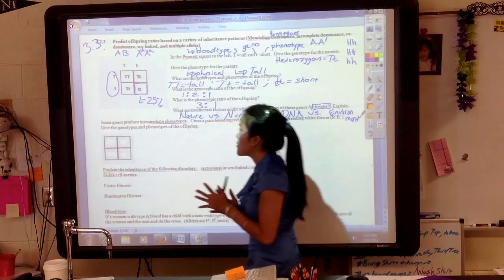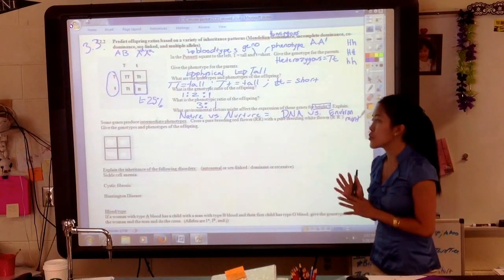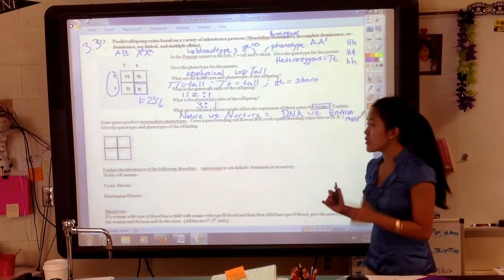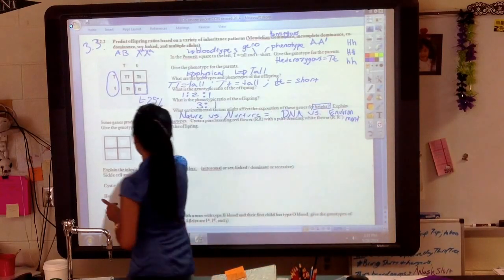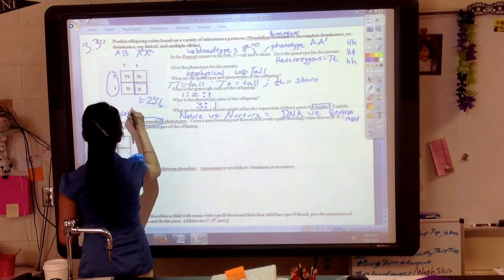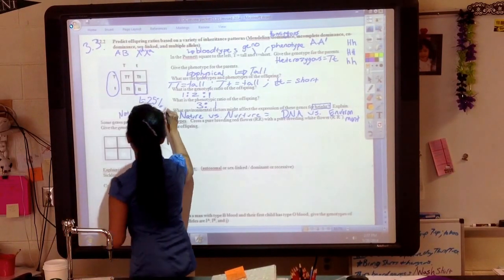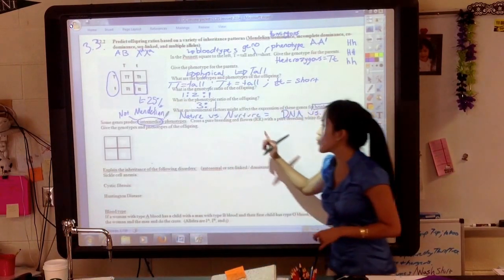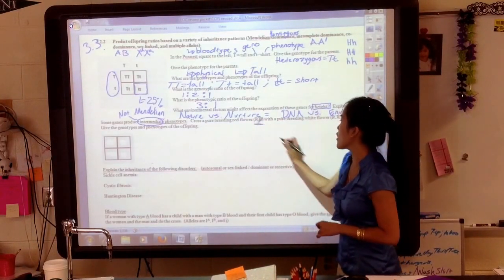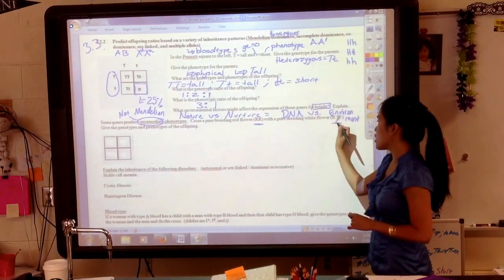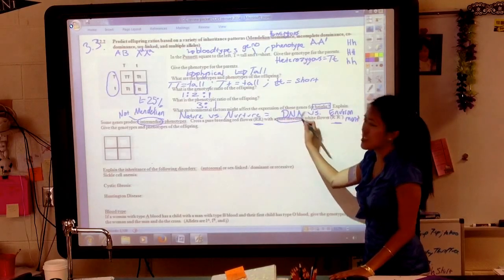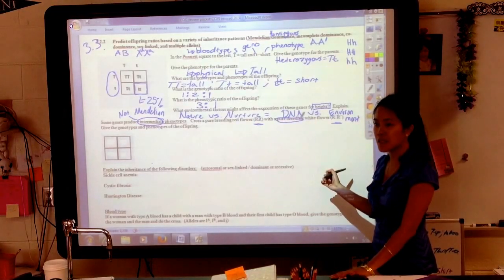The next problem says some genes produce intermediate phenotypes. So when they say intermediate phenotypes, this means not Mendelian, or not dominance versus recessive. So cross a pure breeding red flower with a pure breeding white flower. When you see the word pure breeding, that just means homozygous. That means the same thing.